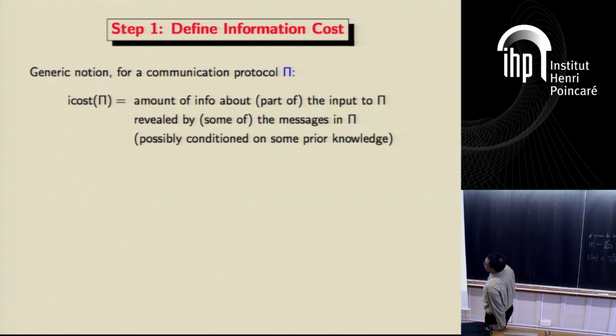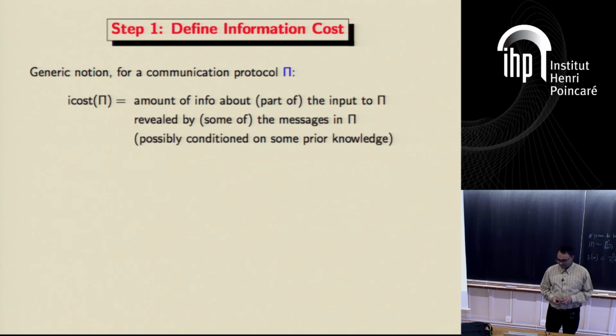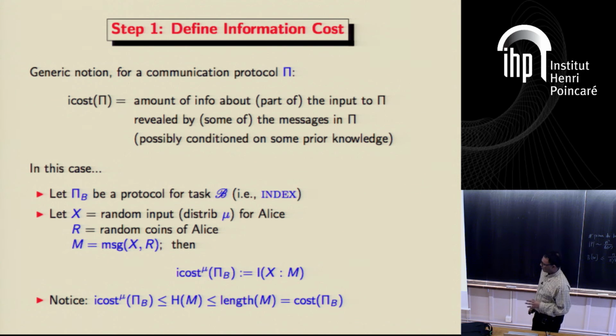The generic idea is that information cost should be defined as the amount of information about the input revealed by the messages in the protocol. We may say that it's the amount of information about only some part of the input. We can choose which part. Maybe we only consider some of the messages in the protocol, and so on and so forth. So there's a lot of flexibility in how exactly we define this. If some of you went to the talks of Anup Rao and Omri Weinstein earlier in the semester, you may have seen a very particular definition of information cost, but I want to take a more flexible view: depending on the problem at hand, we can choose to define things one way or the other.